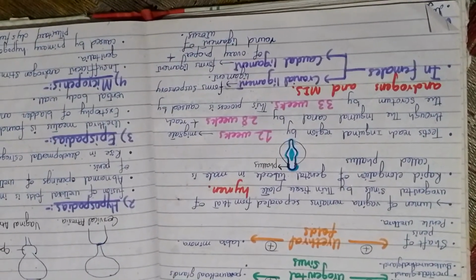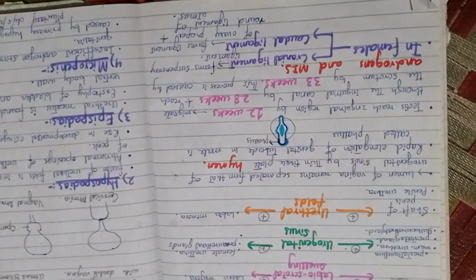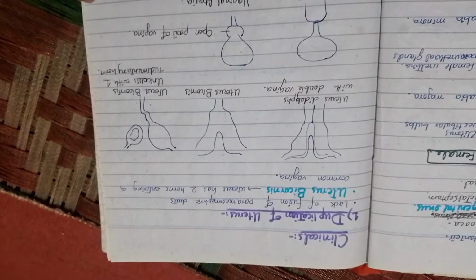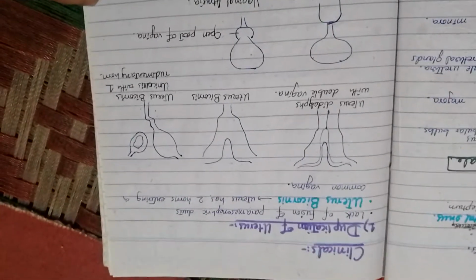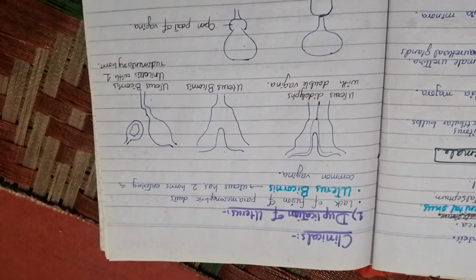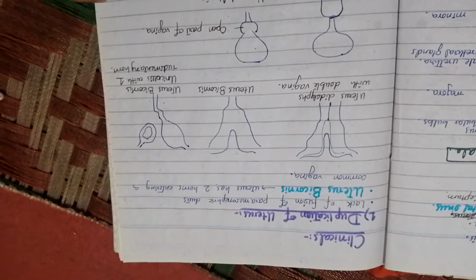Now we will discuss the clinicals related to this topic. First is the duplication of the uterus. It occurs due to the lack of fusion of the paramesonephric ducts. When there is no fusion of the paramesonephric ducts, duplication of the uterus occurs, and there are various anomalies of the duplication of the uterus.